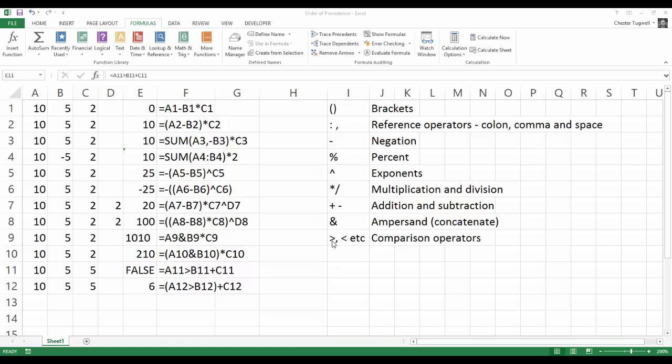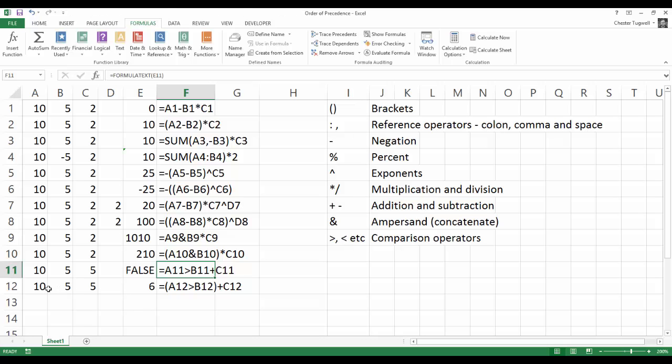Lastly, we're going to look at comparison operators, greater than, less than. Now apparently they are calculated very last after all these other things. So it's quite difficult to give you a good example of where this is the case. But down here, what I've done is I've said is 10 greater than B11 plus C11, and you can see that the answer is false because it would have done the plus first. 5 plus 5 is 10, and you're saying is 10 greater than 10? No, it isn't. It's the same, so you get false.